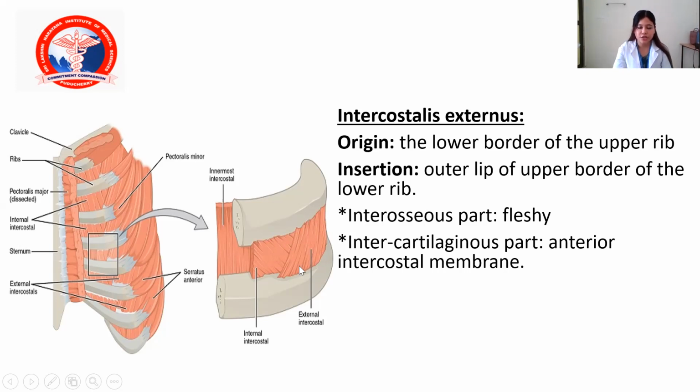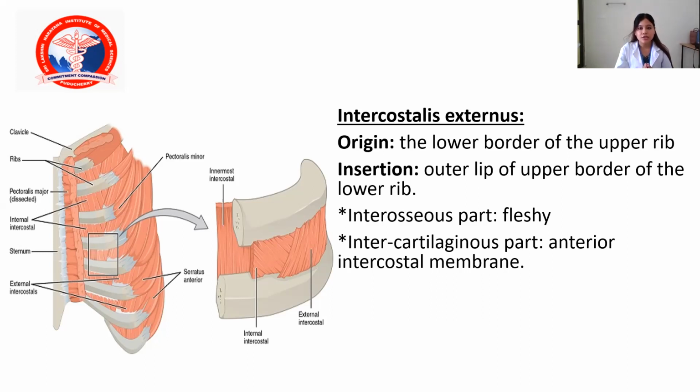As I have mentioned, anteriorly there is the intercartilaginous part. In this part, the intercostalis externus muscle fibers are not present anteriorly. It is replaced by a membrane called the anterior intercostal membrane. Whereas in the interosseous part, apart from the intercartilaginous part, the fibers are fleshy.